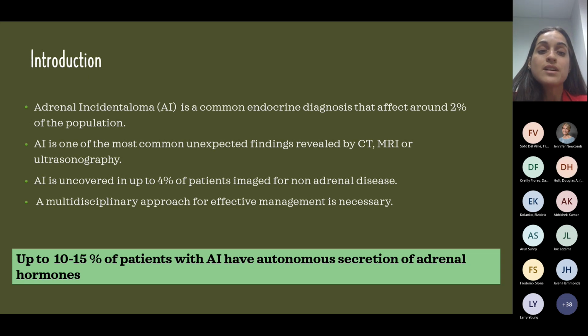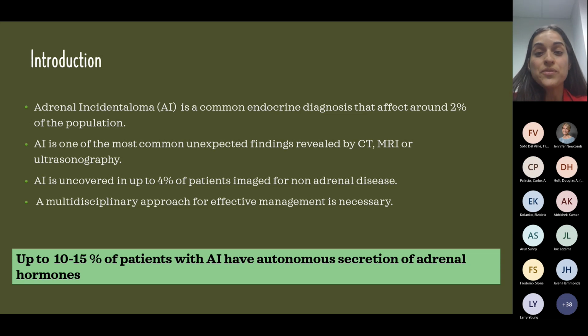Adrenal incidentalomas are a common endocrine diagnosis, and they affect around 2% of the population. Nowadays, it's one of the most common unexpected findings that we see in imaging studies, in CT, MRIs, or ultrasound. We can detect adrenal incidentalomas in around 4% of the patients in whom we order imaging studies for a non-adrenal disease.